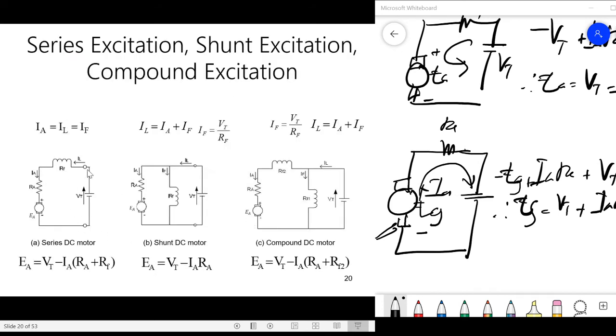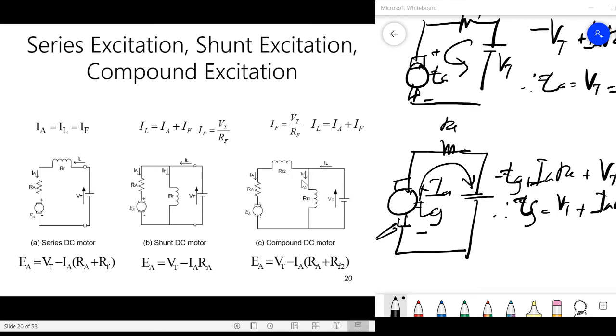Okay, so look at the series motor. Tengok series motor. IA is equals to IL is equals to IF. EA is equals to VT minus IA times RA plus RF series kan. So buat KVL macam tadi sama. Okay, look at shunt, parallel. EA is equals to VT minus IARA. Nampak ni? Sebab point ni adalah VT. Ni, node ni adalah VT. Parallel kan? Okay. IL is equals to IA plus IF. IF is equals to VT over RF.